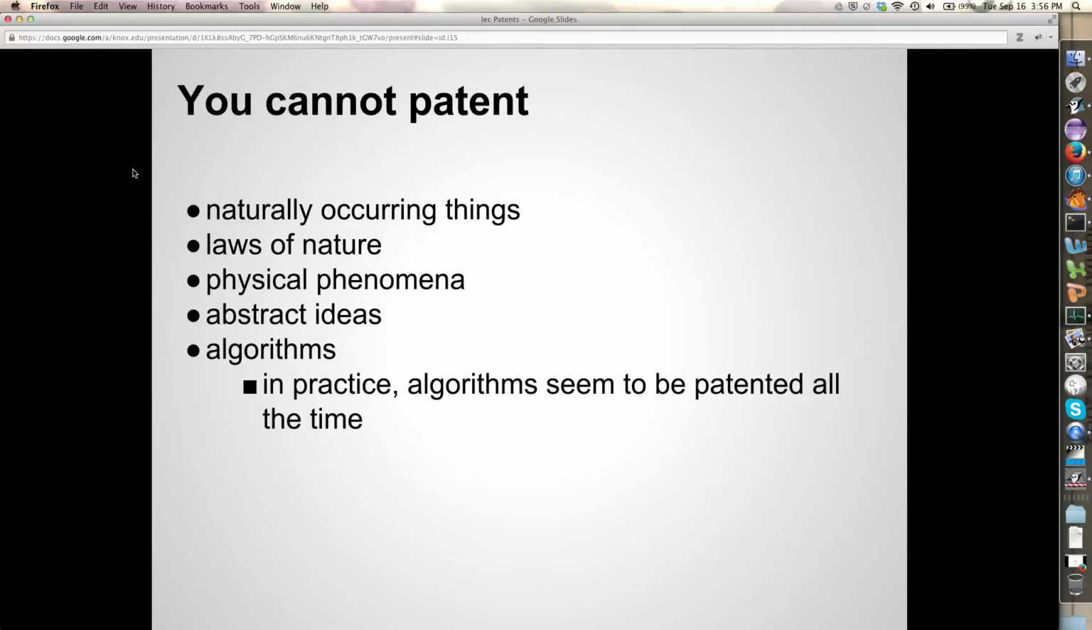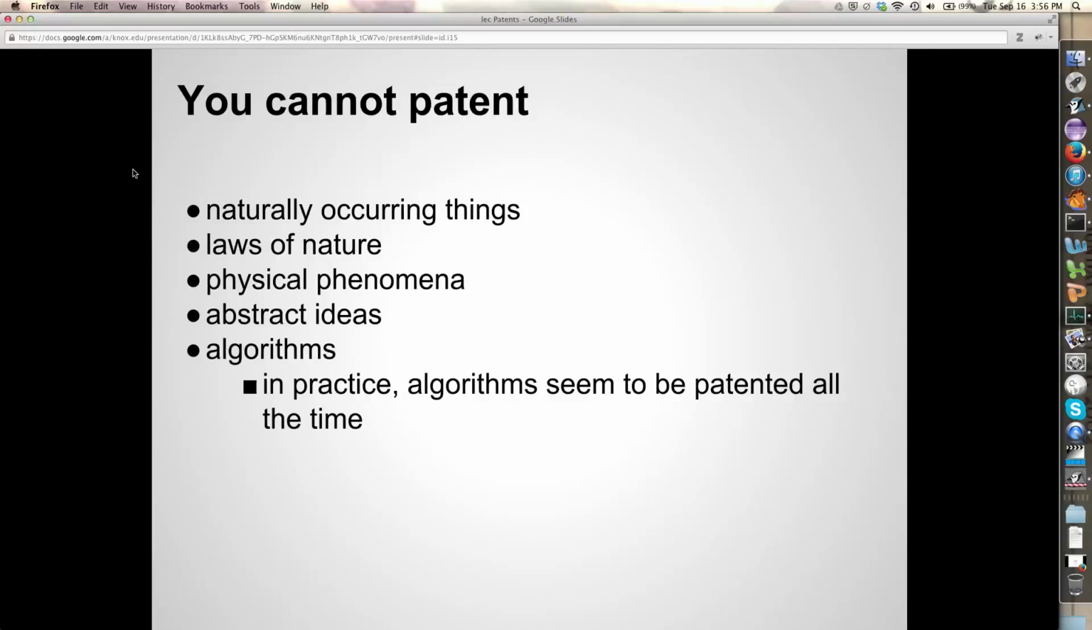You can't patent laws of nature. So if you're a physicist and you discover some important new something or other about how galaxies are formed or whatever, you can't go ahead and patent those formulae. You can't patent physical phenomena. You can't patent an abstract idea. You cannot patent an algorithm. But as we'll see in a little bit more detail, in practice, it seems like algorithms are patented all the time.